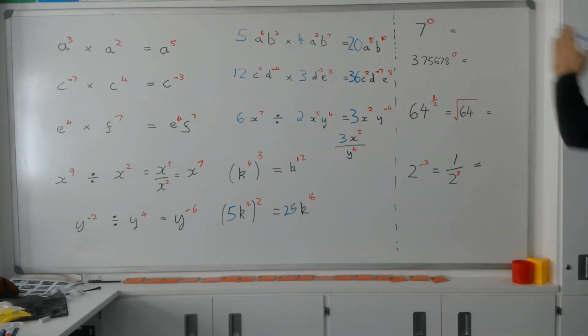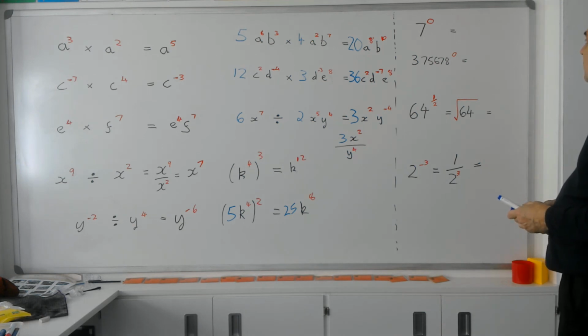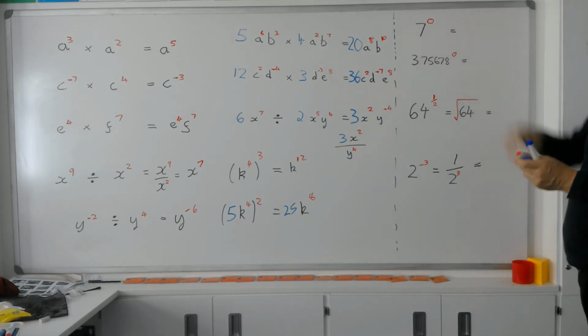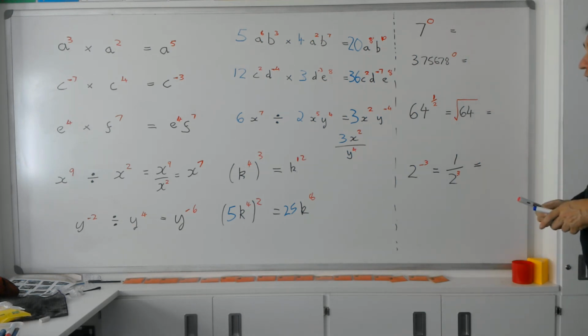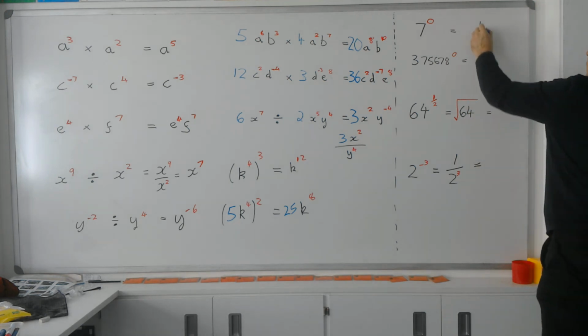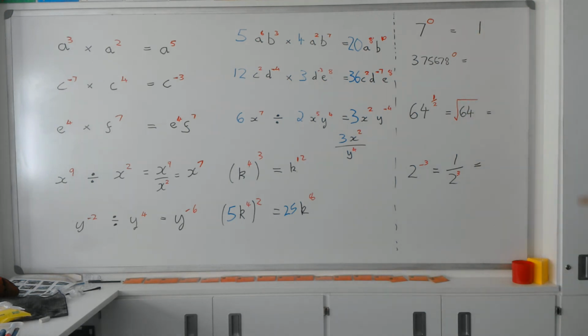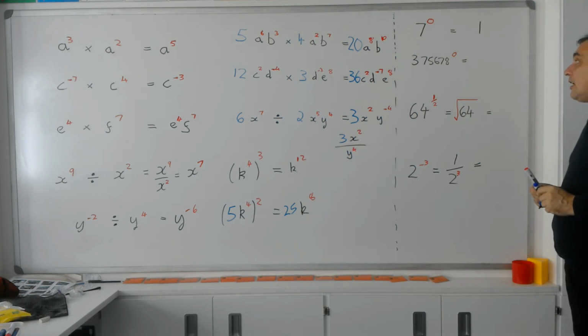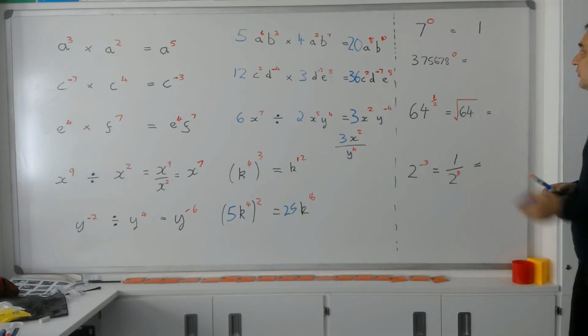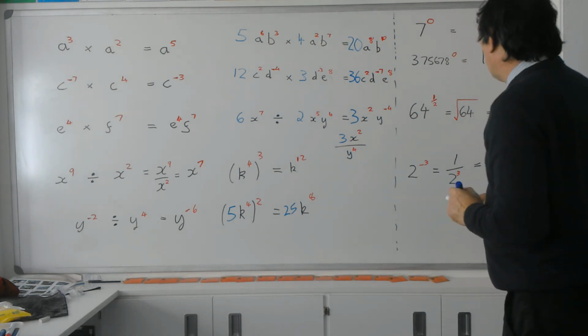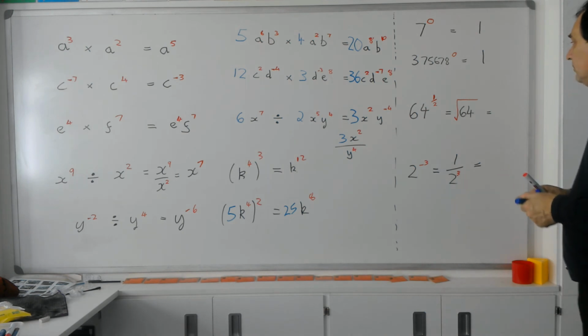Right, the last sort of strip of board is a couple of tricks they sometimes play on you. If you've got anything to the naught, 7 to the naught is 1. If I've got 375,678 to the naught, the answer is still 1. So absolutely anything raised to the power of naught is always going to be 1.